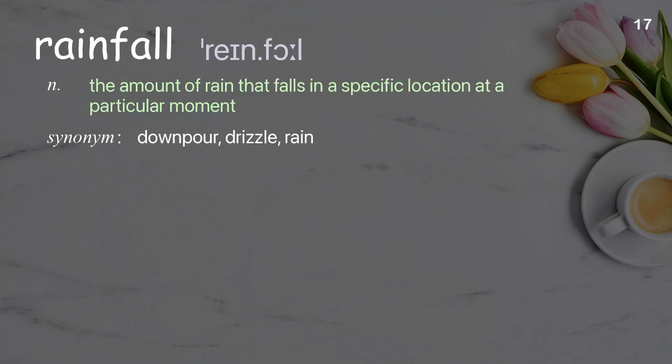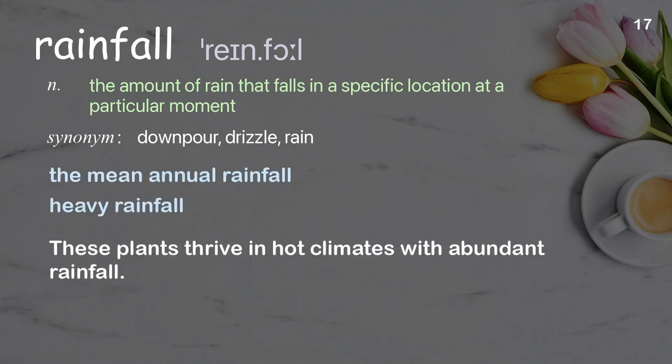Rainfall. The amount of rain that falls in a specific location at a particular moment. Examples. The mean annual rainfall. Heavy rainfall. These plants thrive in hot climates with abundant rainfall.